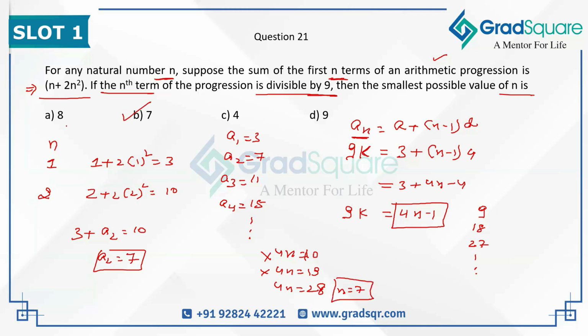You could have also done one more thing: after coming down to this point, you can put in the values from the options as the value of n and check the lowest value. First, you should check for n equals 4, then followed by 7, because you are looking at the smallest possible value of n. So the answer to this question is option B, 7.